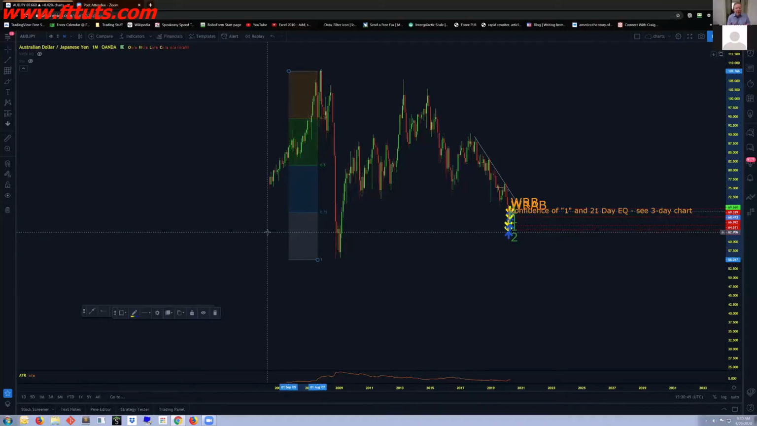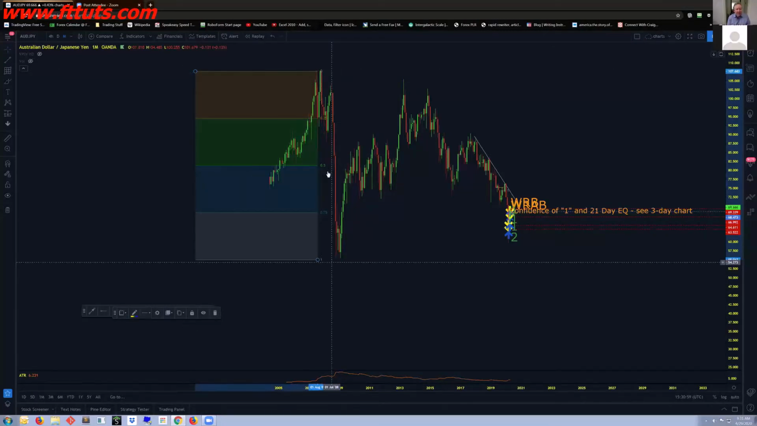Okay, I'm not familiar with the term equilibrium. What do you mean by equilibrium? Right, if I pull this out like this, measuring from the high to the low of the parent structure, equilibrium of that range is right here, at 50%. So I want to know where 50% is at. Why? Well, everything above 50% is considered premium, where price can be sold, and everything below is considered discount as it relates to the current structure we're in.